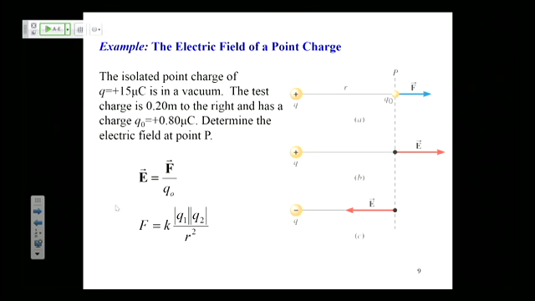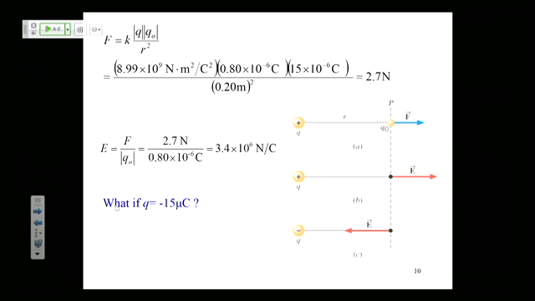This is a good point. So now, whether it is 15 or whether it is 0.8, the important thing is that it cancels out, because you multiply by 0.8 to calculate the force, and then you divide by 0.8. Your final answer does not depend on the value of Q naught. Thank you for picking this one. Okay? So the electric field does not depend on the test charge.